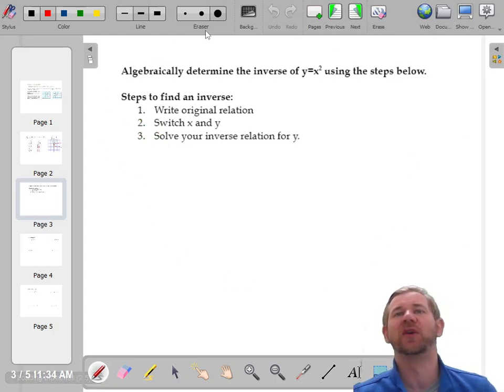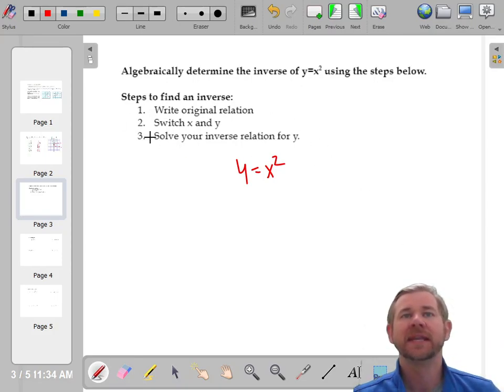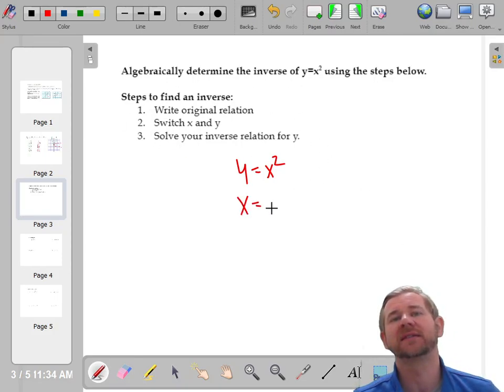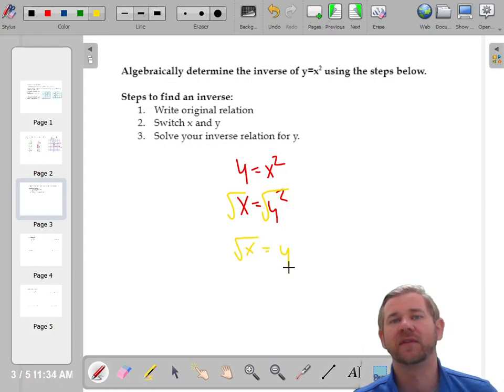Let's do this algebraically. So if I said find the inverse of y equals x squared, first write the original one. Now I'm going to flip x and y. So x equals y squared. And to solve for my inverse, if I wanted to solve for y, I would square root. And when you square root both sides, you get the square root of x.